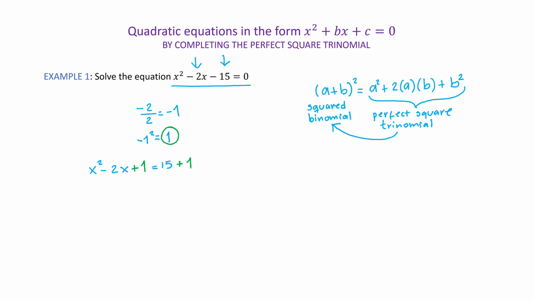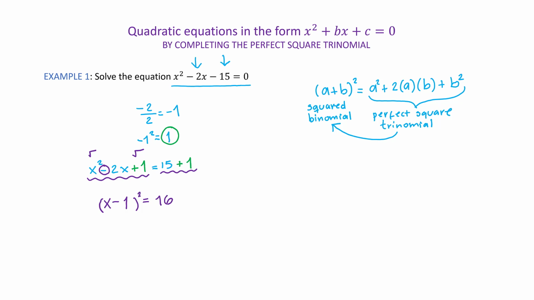Now that it's balanced, I can take my perfect square trinomial and factor it into a squared binomial. We take the square root of the first term, which is x, the sign of the second term, negative, and the square root of the third term. The square root of 1 is 1. Now we write our equal sign and we solve the operation on the right. 15 plus 1 is 16.